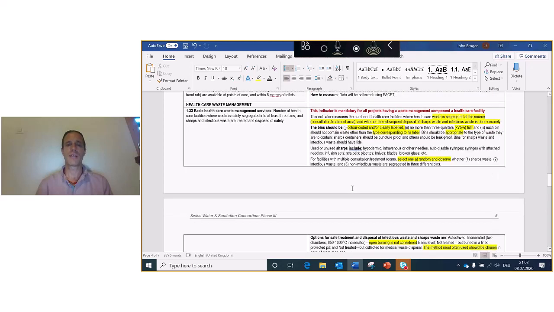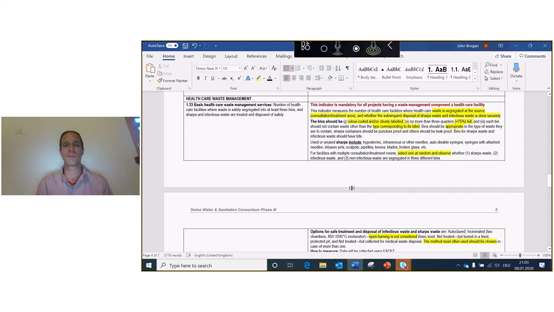Healthcare waste management is also a challenge to secure the basic level service. Here we're looking at waste being safely segregated into at least 3 bins for the different types of waste, and that sharps waste and infectious waste are safely treated and disposed of. When we're looking at the different types of waste, you have general waste, you have sharps waste, and you have infectious waste. So these 3 different types of waste should be safely segregated at the place of treatment or consultation. And the bins should be clearly labeled or color-coded.